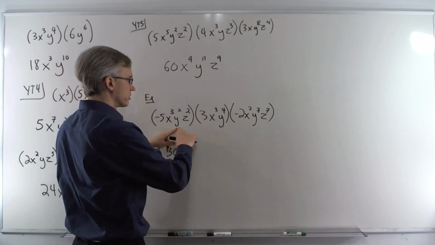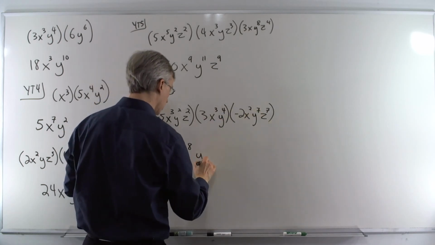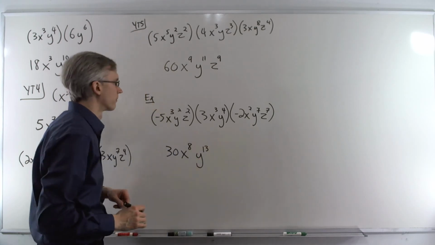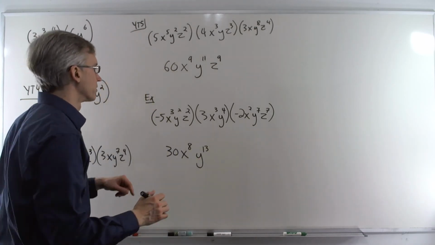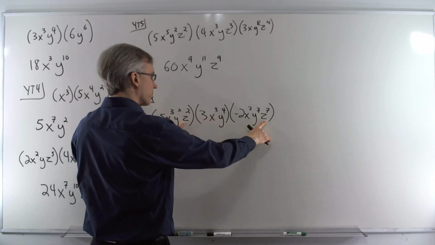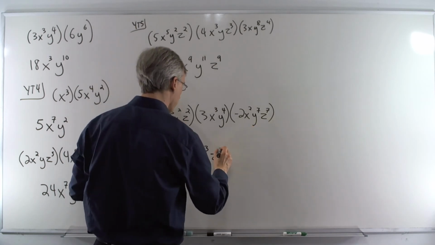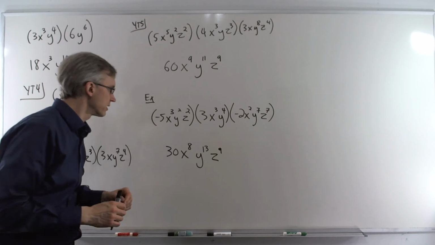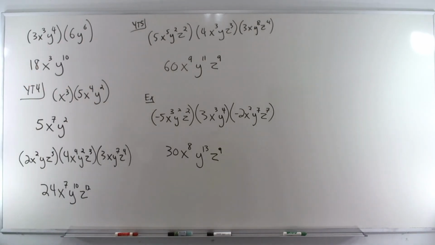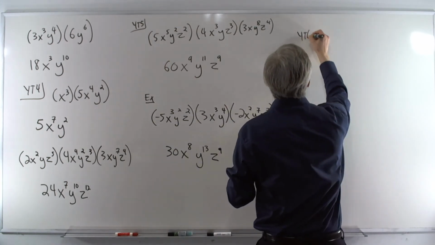Here we want to add together 2, 4, and 7. So that's 13. Y to the 13th power. And I'll do the z's. So we got 2 z's here. So we don't have any z's here. So we'll skip over to this one. We got 2 plus 7 is 9. So z to the 9th power. 30, x to the 8th, y to the 13th, and z to the 9th. Your turn, number 6.